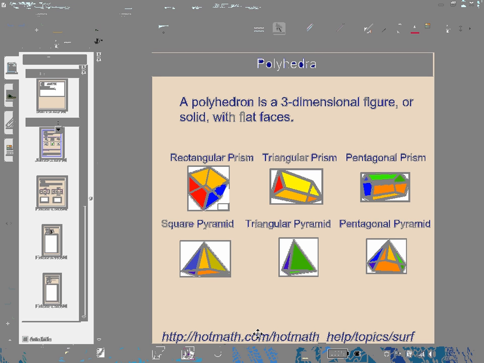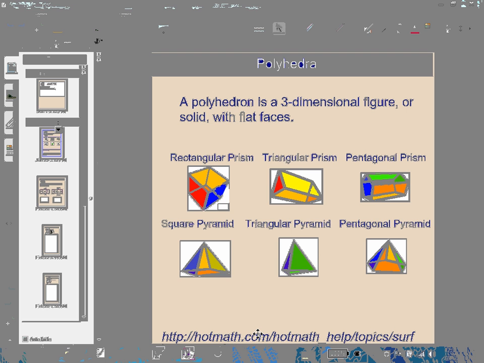The next type of figure we're going to talk about has one base instead of two. So these are called pyramids. But again, pyramids will be named based on the shape of their base. So a square pyramid has a square base, a triangular pyramid has a triangular base, a pentagonal pyramid has a pentagonal base, etc.